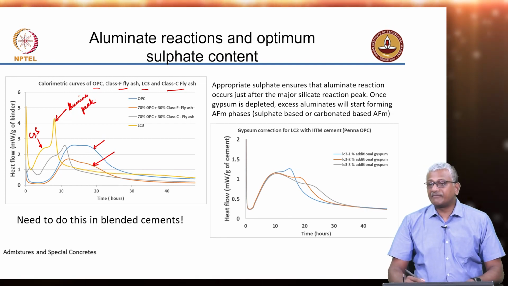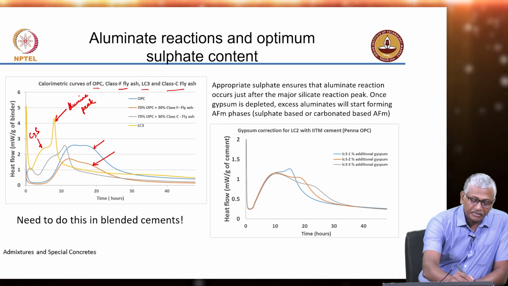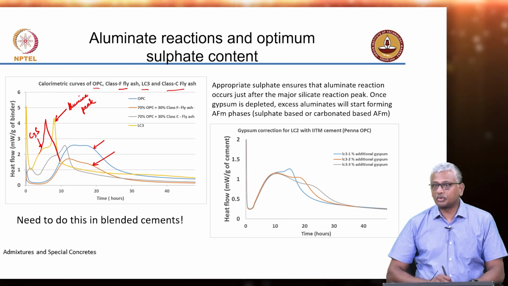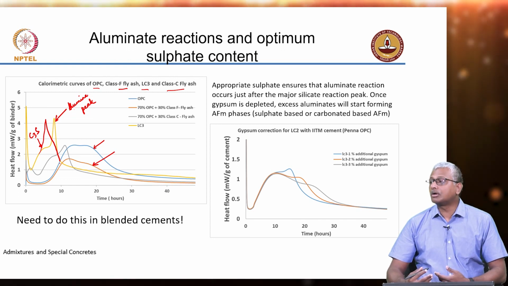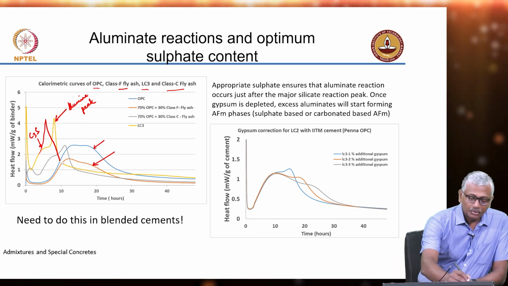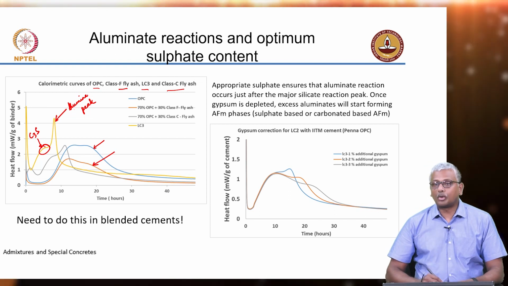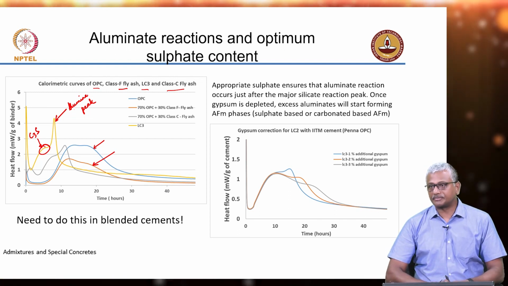Now, the danger of having less sulphate in your system is that this alumina peak may completely encompass the C3S peak also. You may end up completely encompassing the C3S peak and not allowing your silicate hydration reactions to proceed normally. Okay. So, you want your silicate hydration to happen in a normal fashion, because that is what leads to the strength development in your mixture, right.